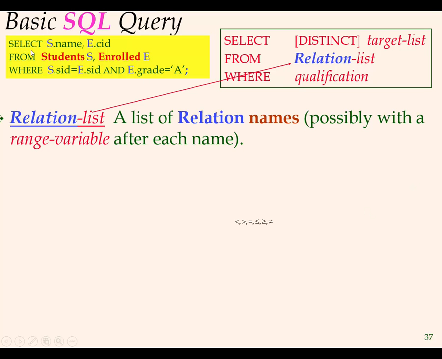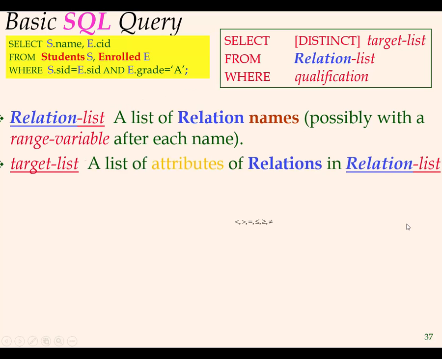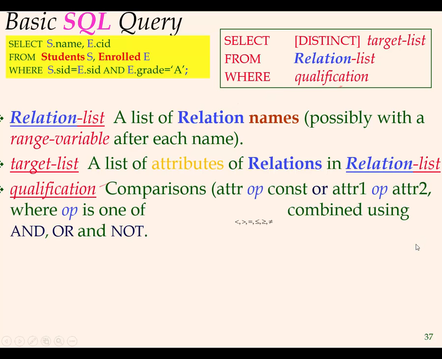So this is an actual example. There are two relations. That will be your relation list. The target list will be the attributes of your output relation. So again, the SQL takes relations and produces a relation. You name the target list, the list of attributes. Of course, it has to come from the relation list that you have specified.